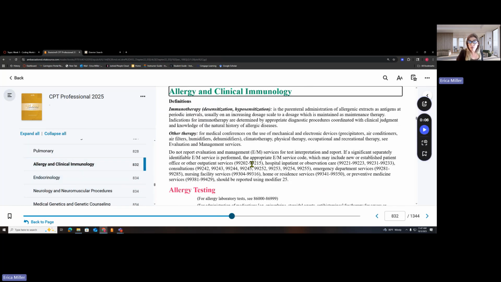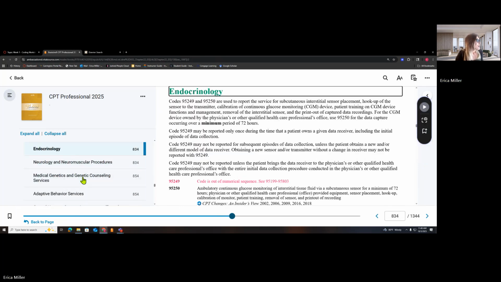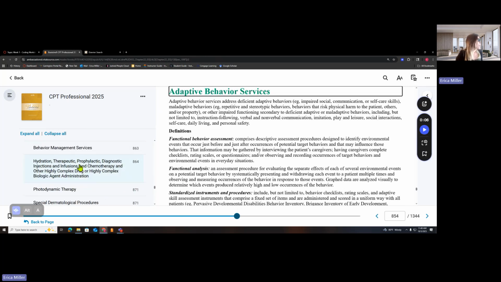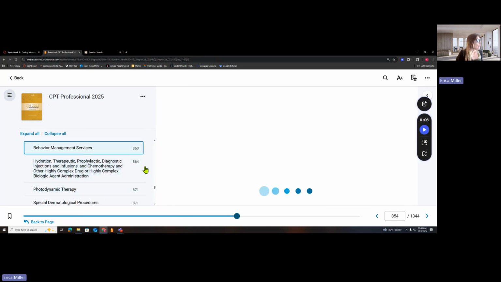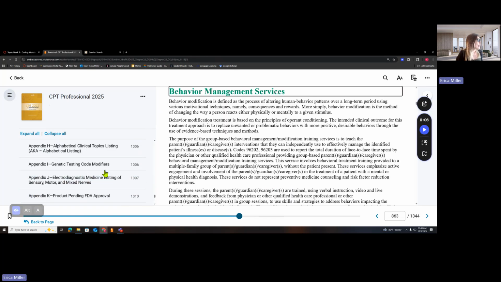And then, things like allergy. So, there's allergy tests, right? So again, that's not really invasive. That's more also diagnostic. We're trying to figure out what you're allergic to. So there's a code for that. Endocrinology, neurology, genetics. Let's see what else we have. Behavioral management. All right, and that's about it.